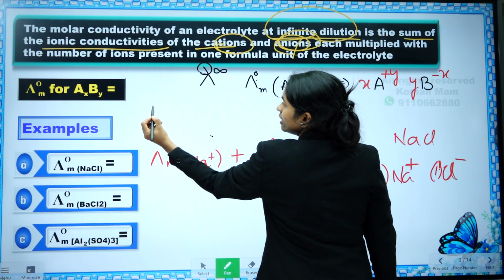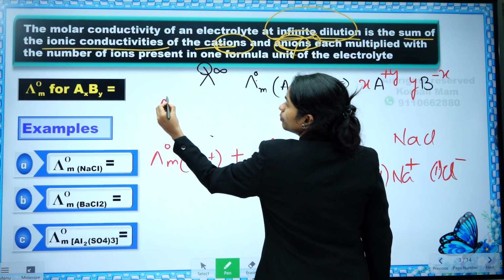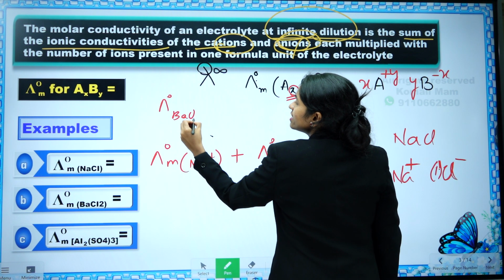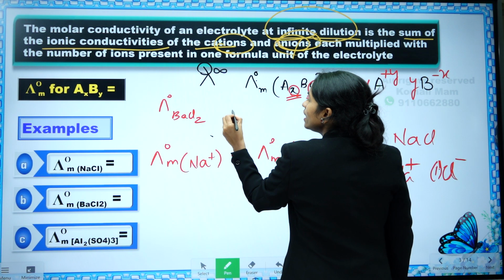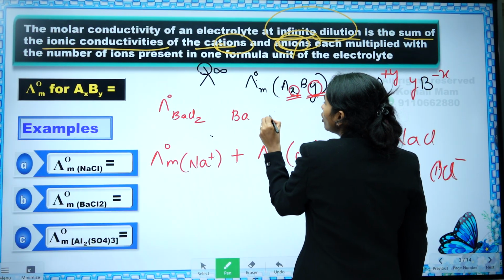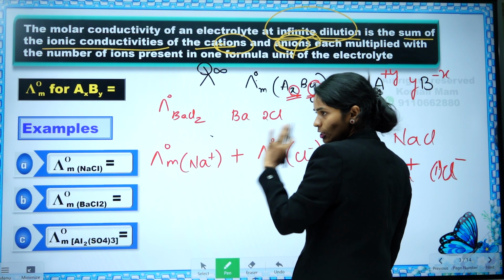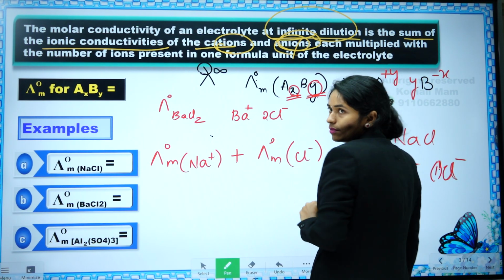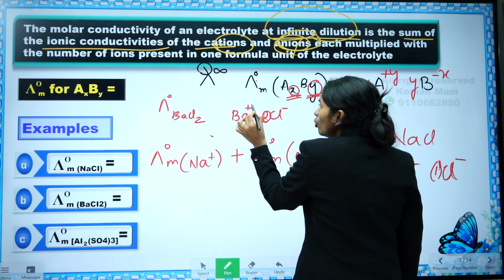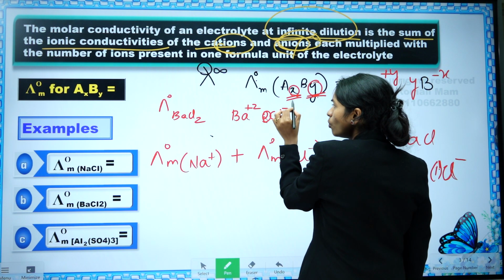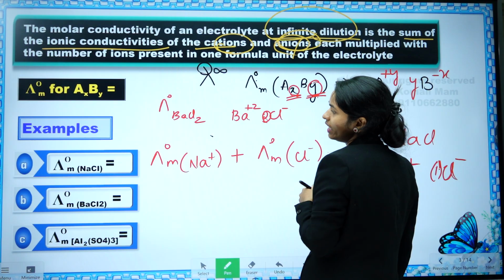How to write BaCl2? See towards the screen. BaCl2. Limiting molar conductivity of BaCl2. Barium, Ba. And how many chlorines? 2 chlorines. First split. This is a cation, this is an anion. This number you put here. Here nothing is there, which means 1, only 1 barium. So minus 1 is nothing but minus only.